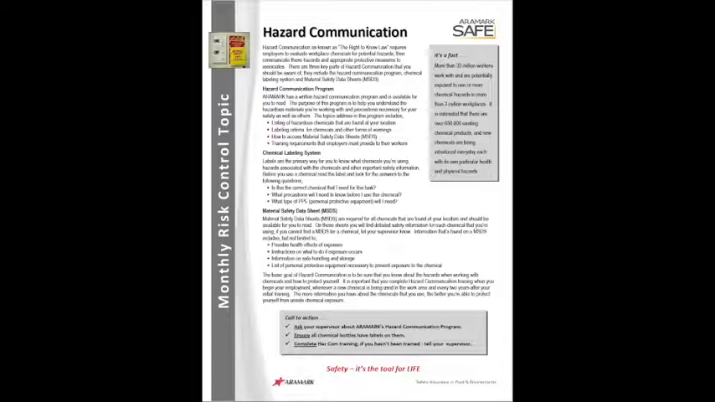It is important that you complete hazard communication training when you begin your employment, whenever a new chemical is being used in the work area, and every 2 years after your initial training. The more information you have about the chemicals that you use, the better you're able to protect yourself from unsafe chemical exposure.